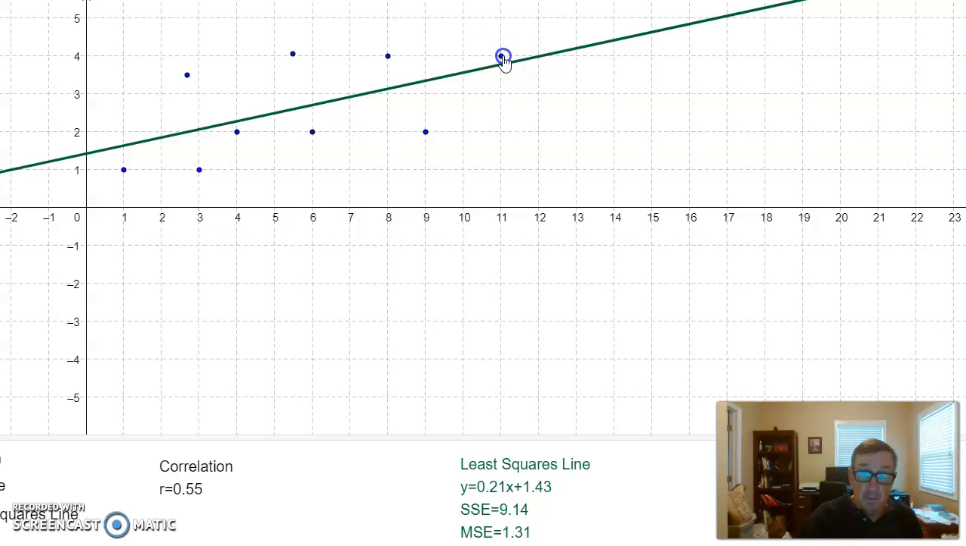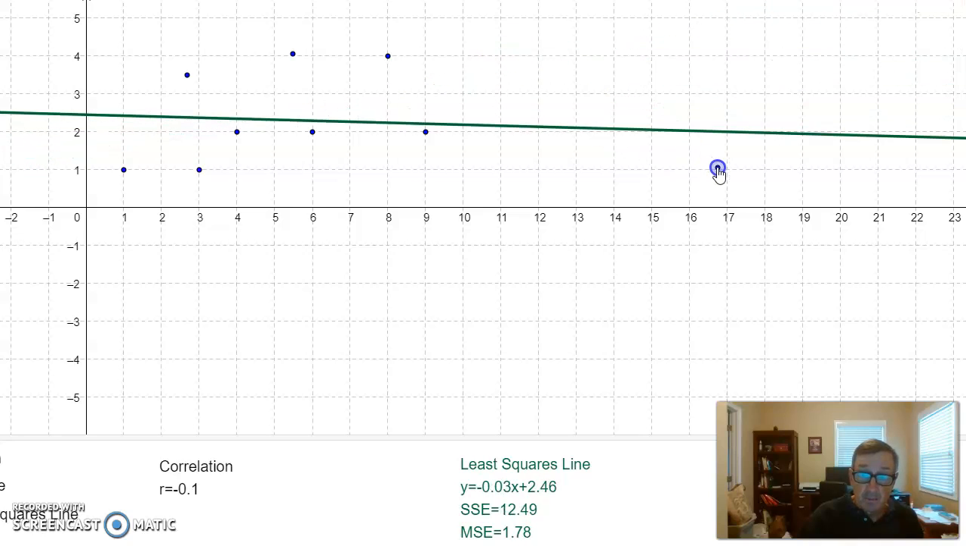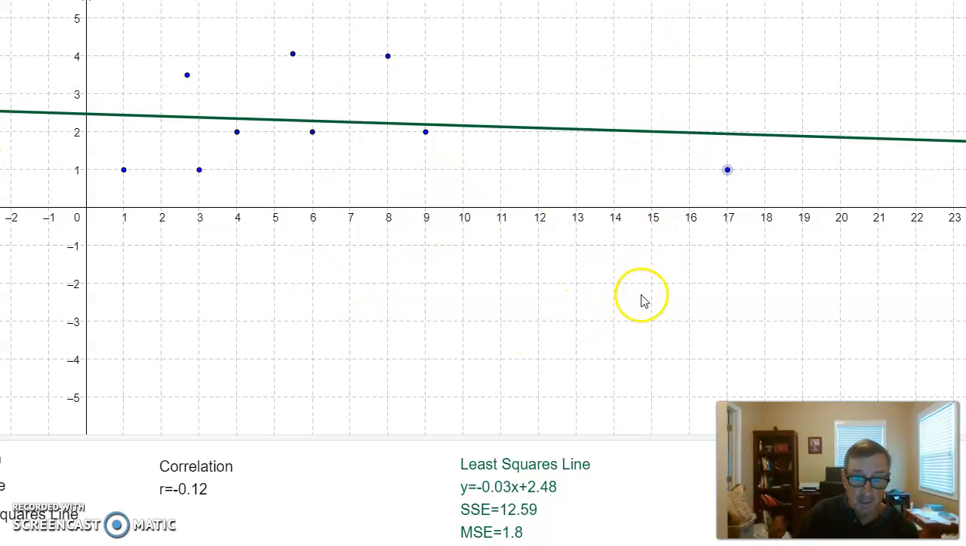Now I'll take this point, move it over here. So now notice we have a negatively sloped line. It affected the line quite a bit. Instead of a positively sloped line, we have a line with a negative slope. So just moving one point changed the regression line quite a bit. So this point would be called an influential point because changing its position and turning it into an outlier changed the regression line quite a bit.